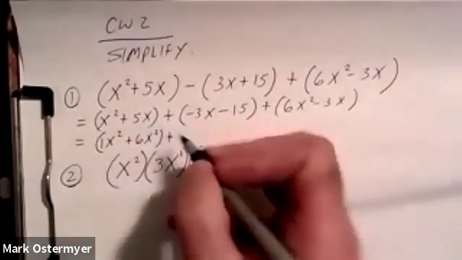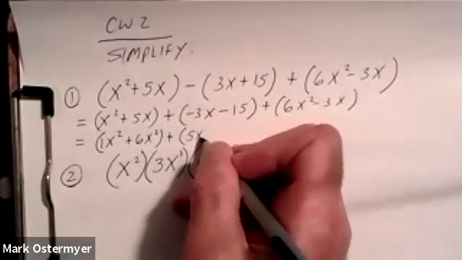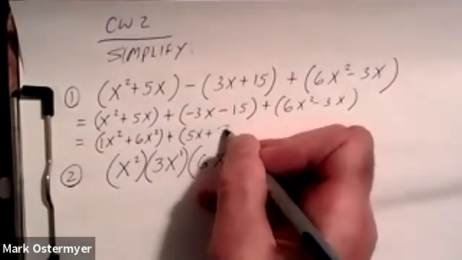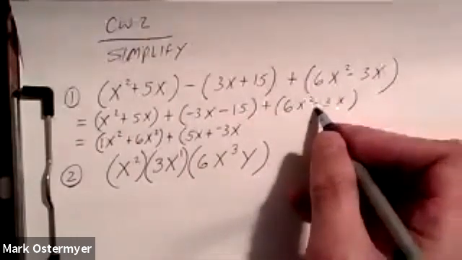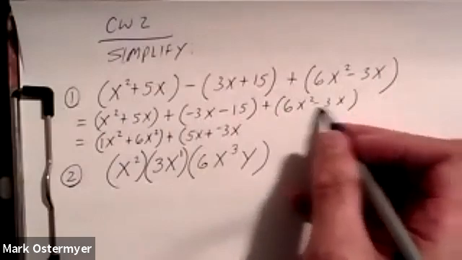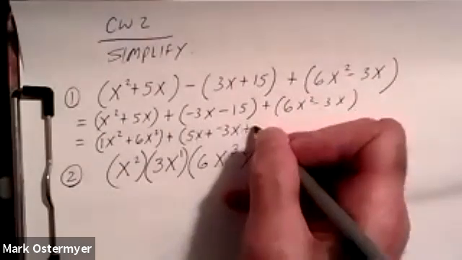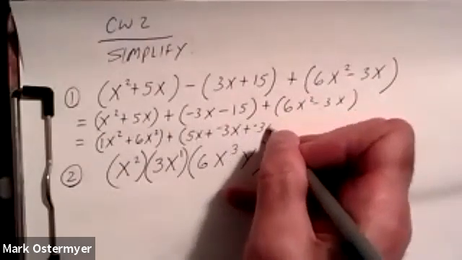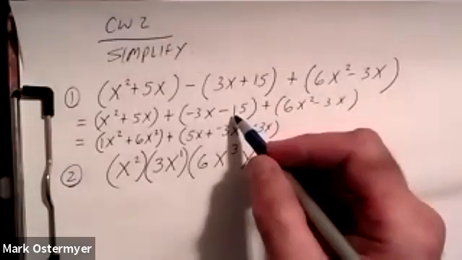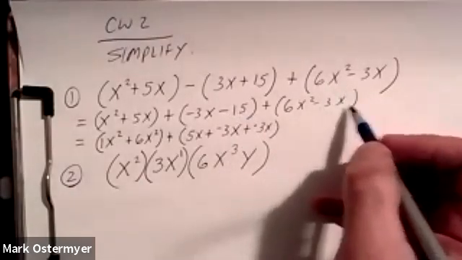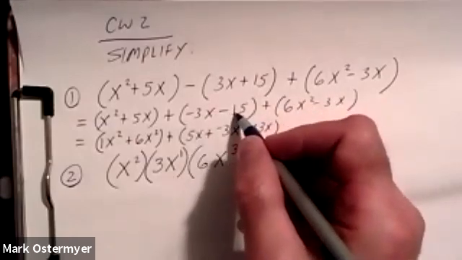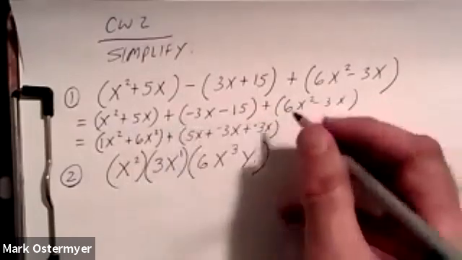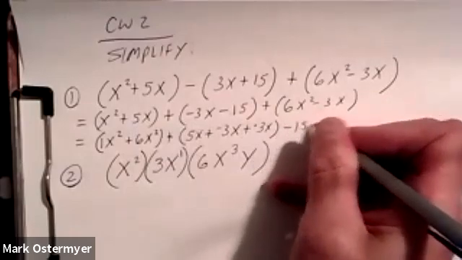I have a 5x, which must get added to a negative 3x, which must also get added to another minus 3x here. I got a constant, negative 15, that must get added to nothing. There's nothing to add negative 15 to. Negative 15 has no other like term or constant to be added to, so we just say minus 15.